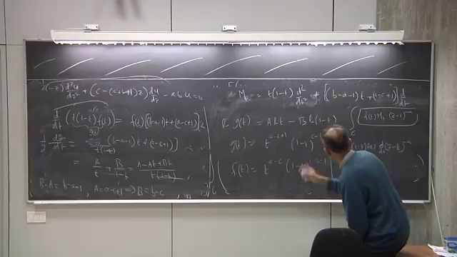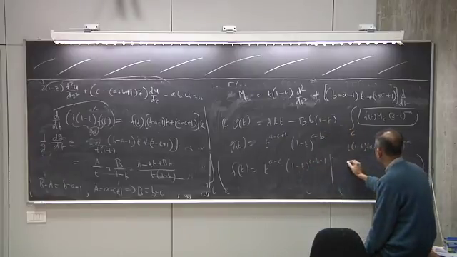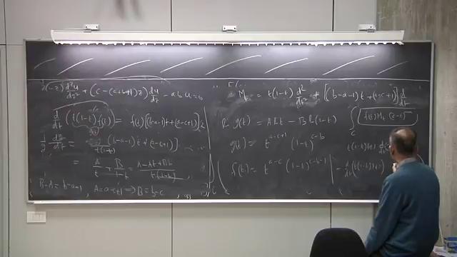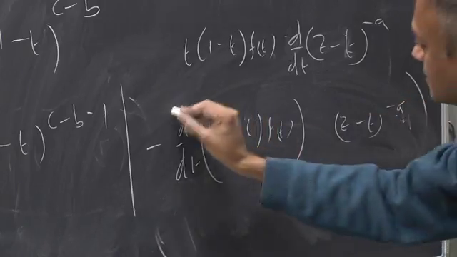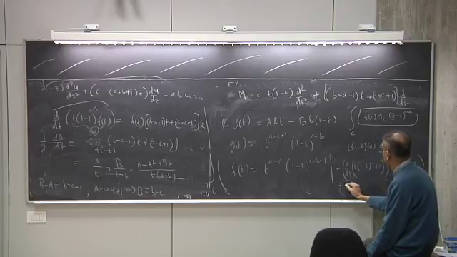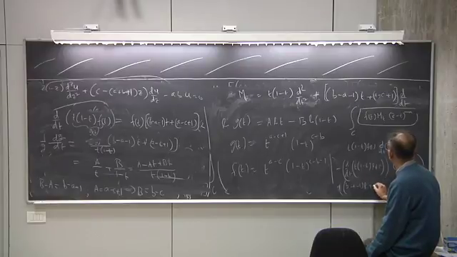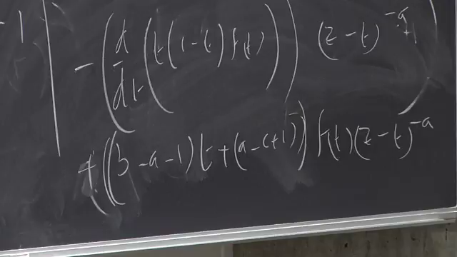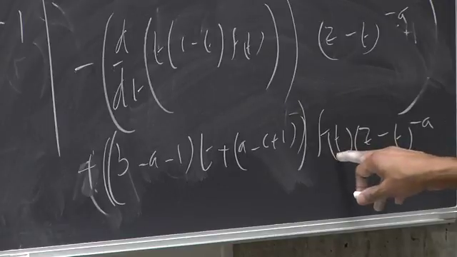And then there will be a second one, which will give you minus d by dt acting on t 1 minus t f t, times z minus t to the minus a. Okay, that will be coming from there, and from here you will get plus b minus a minus 1 t plus this combination a minus c plus 1 times f t times z minus t to the minus a. Okay.